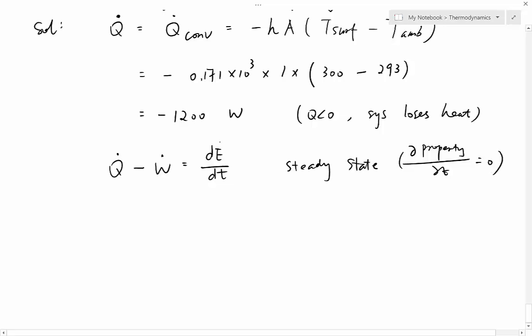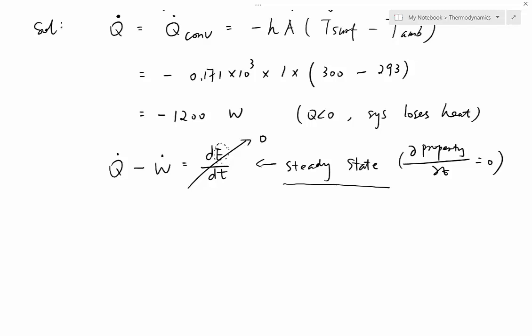So now let's take a look. Is E a property? E is total energy. Total energy is a property. So what does the right hand side mean? The change of total energy over time. Because it is steady state, that means no property changes over time. So the change of total energy, which is a property, over time must be 0. Steady state means no change over time, so the right hand side must be 0.